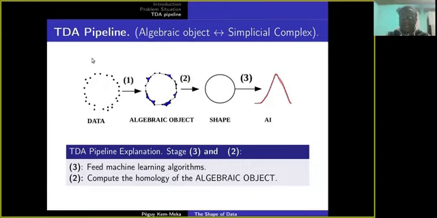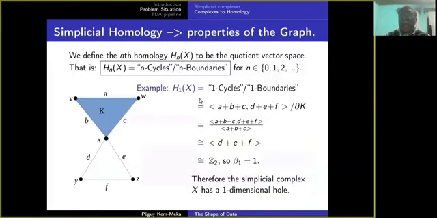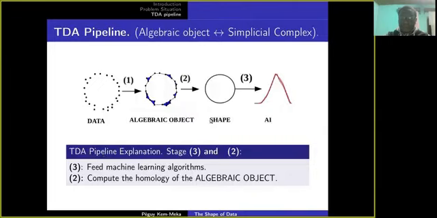I always start with data, which I point in some Euclidean space. I compute an algebraic object on top of it. From the algebraic object, I can compute the homology that will help me to know the shape of my data. For example, we computed the first homology here, and we have seen that there was a hole here. Having now the shape of data, I can do some statistical analysis, or I can fit some machine learning algorithm with it to do some artificial intelligence task.